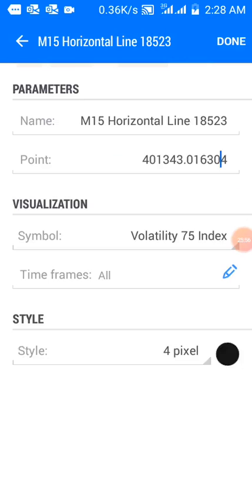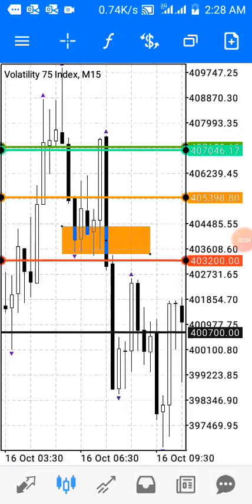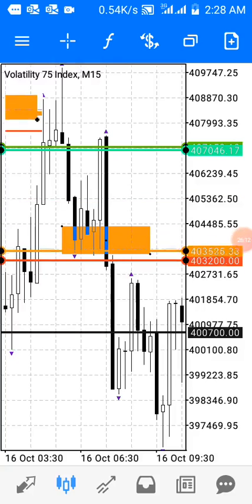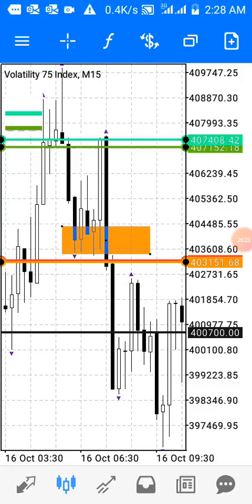You have a way of calculating it. So your 2,500 points below the initial entry order will be 400700. Is it too wide? No, it is not. It's okay. So that's your take profit. And you repeat the same thing for the hedge trade above.